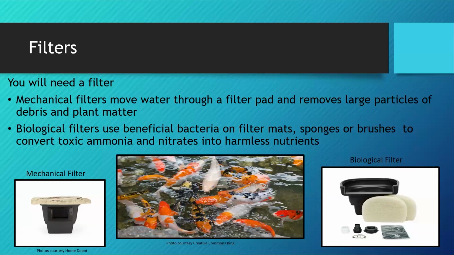You might also need a filter. Filters are used for water quality, since a filter moves water through a filter pad to remove particles of debris and plant matter. On the left is a mechanical filter. It moves water through a filter pad and simply recirculates it back into the pond. A biological filter has filter pads that are permeated with beneficial bacteria to convert toxic ammonia and nitrates into harmless nutrients. You'll probably choose the biological filter if you plan to have many fish in your pond.